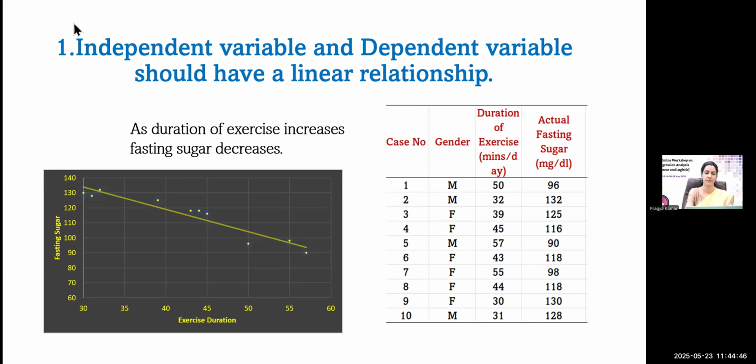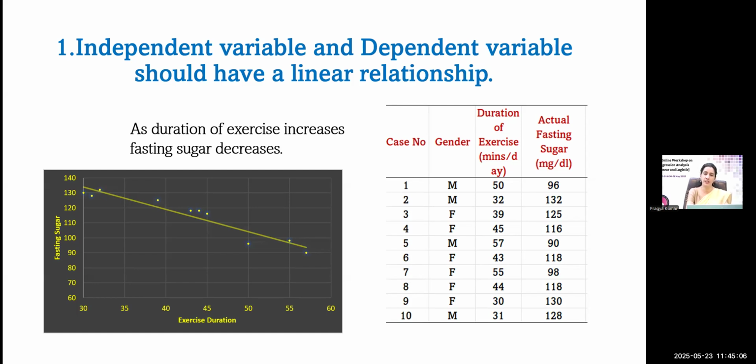We are checking for the assumptions now. So the first assumption is that there should be a linear relationship between the predictor variable and the outcome variable, or the dependent variable.